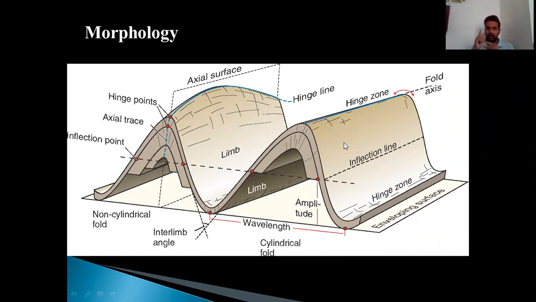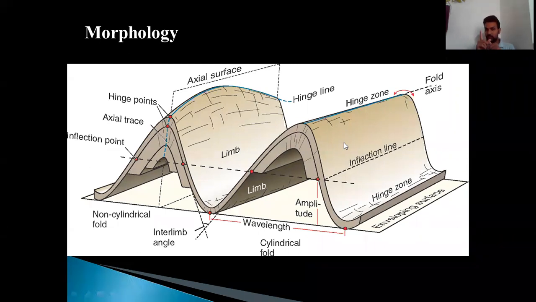So the point of maximum curvature is called the hinge point, whereas the line joining the highest curvature points is called the hinge line. The plane which divides the fold into two equal halves is called the axial surface or axial plane. This is the imaginary plane which divides the fold into two equal halves, hence it is called the axial plane or axial surface.